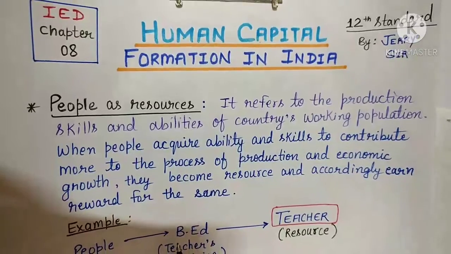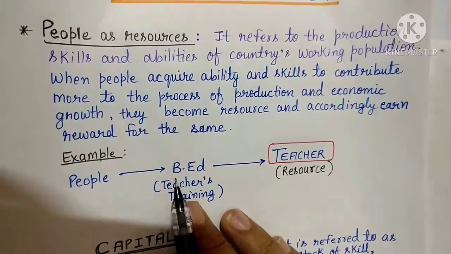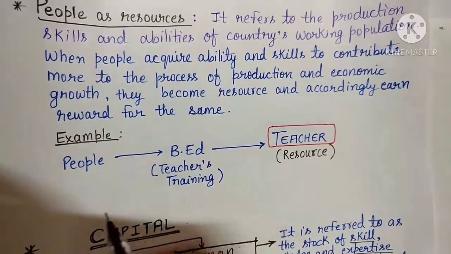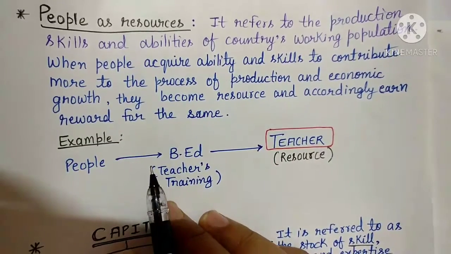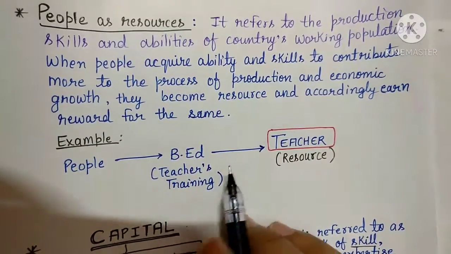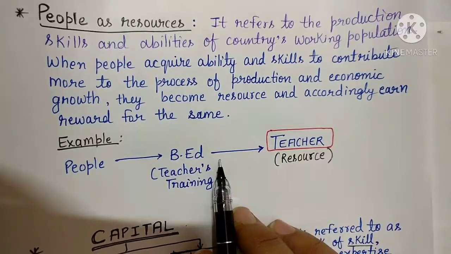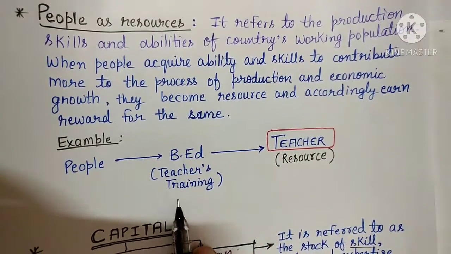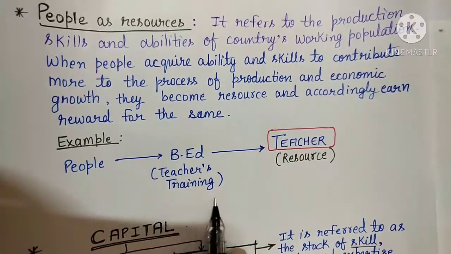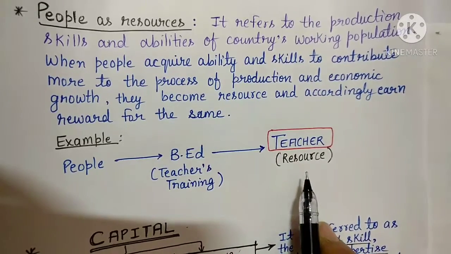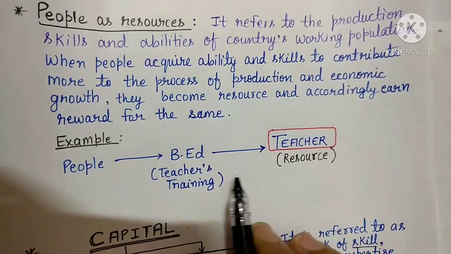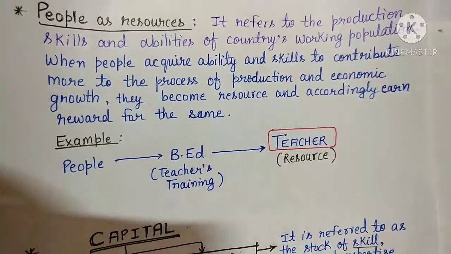If I give you an example, earlier I was a common or simple person. Then I took teacher training, that is called B.Ed., Bachelor of Education. After completing my B.Ed. training I became a teacher. So now I become a resource to provide education to other people. Okay, so now you understand how people become a resource.